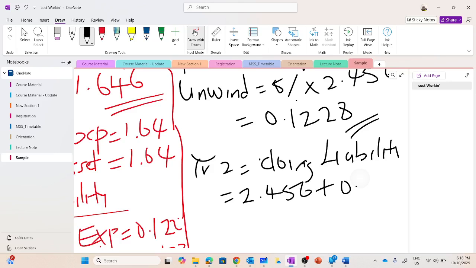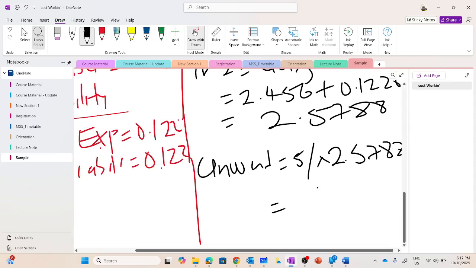So we are going to apply the 5%. So unwinding equals 5% times the closing liability, 2.5788. So times 0.05, 5% will give us 0.12894.